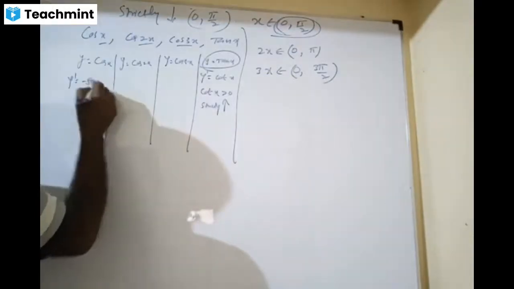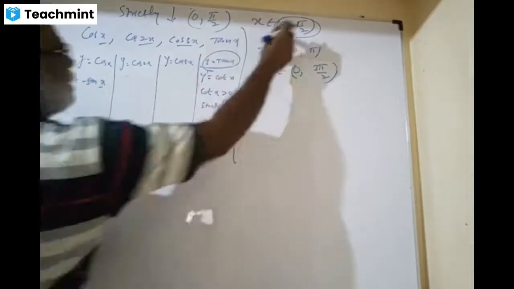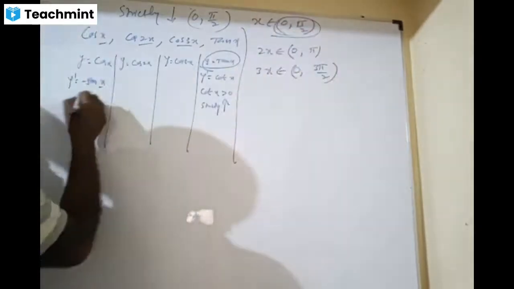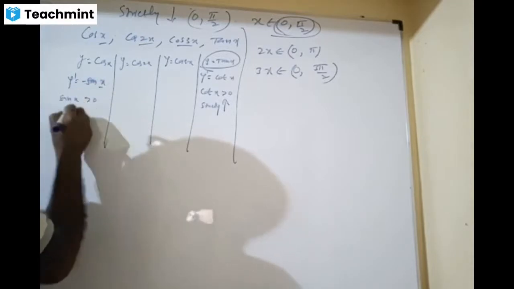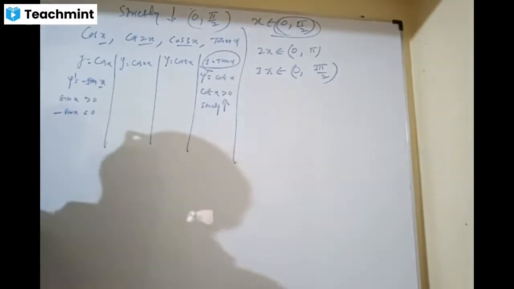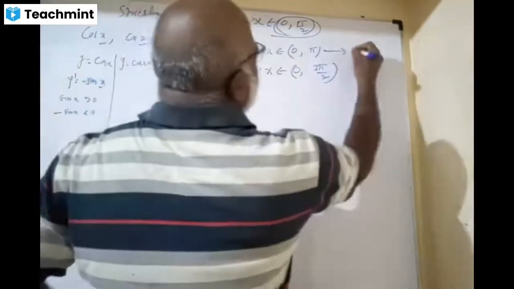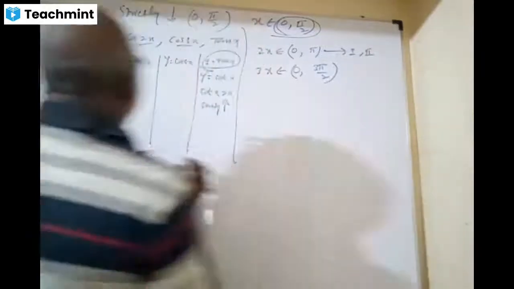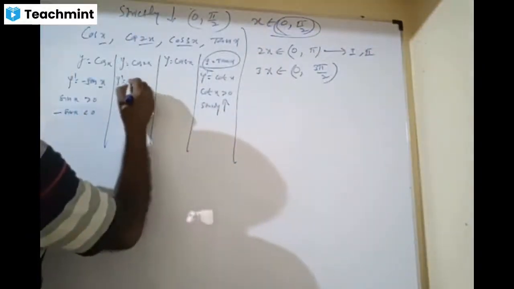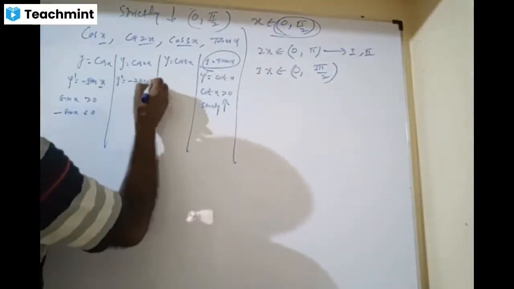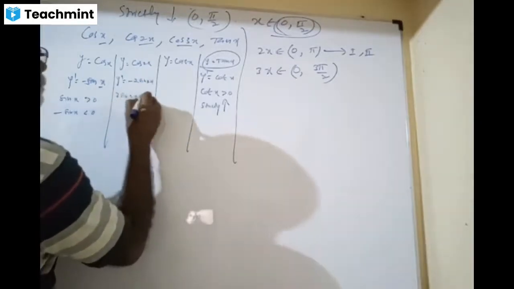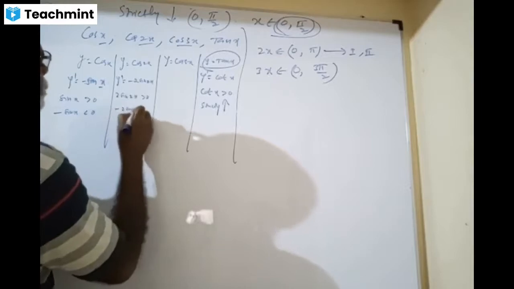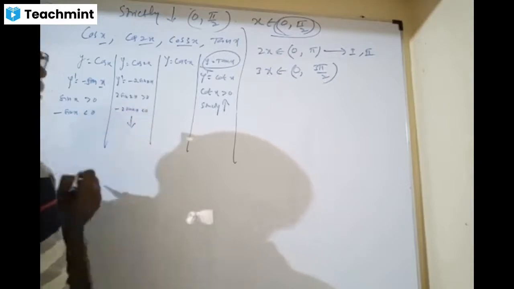Now x is 0 to pi by 2, first quadrant, where sin x is positive, so minus sin x is negative. For cos 2x, x is 0 to pi, first and second quadrant. So y dash equal to minus 2 sin 2x. Of course, 2 sin 2x is positive, but minus 2 sin 2x is negative, therefore it is decreasing.